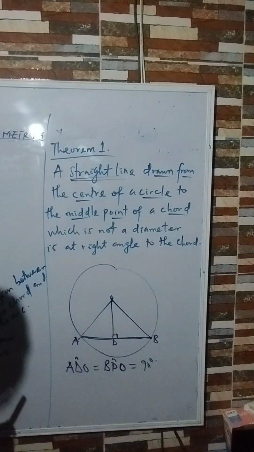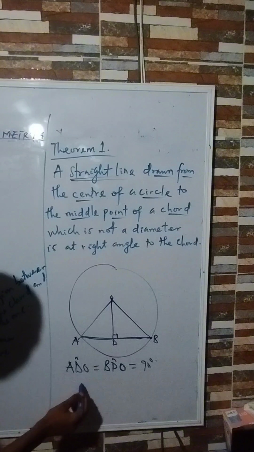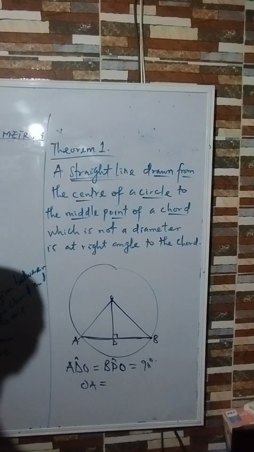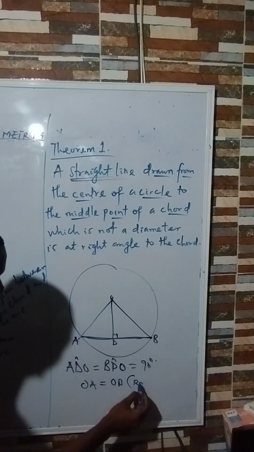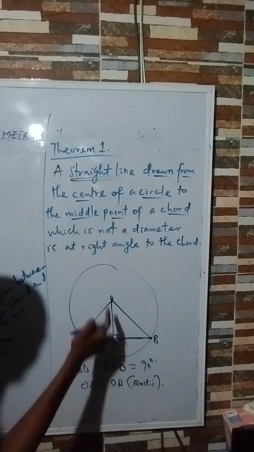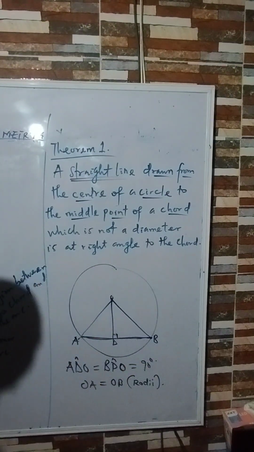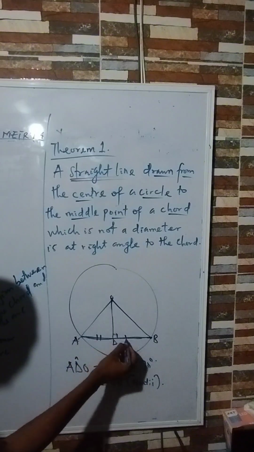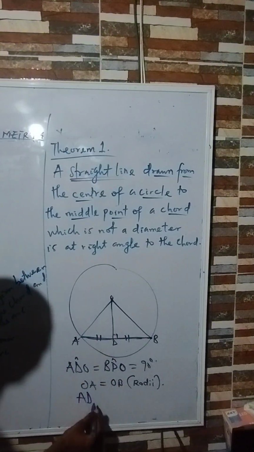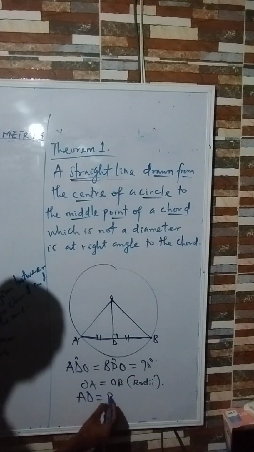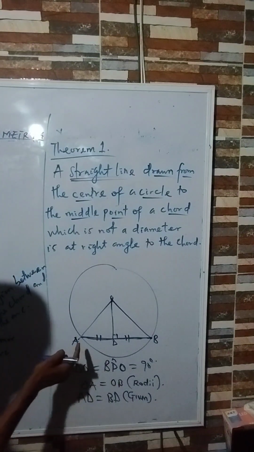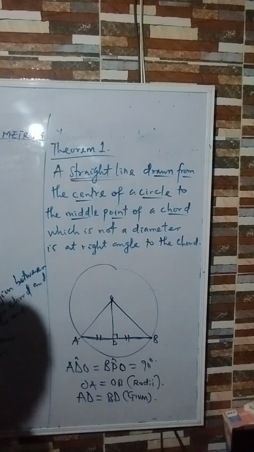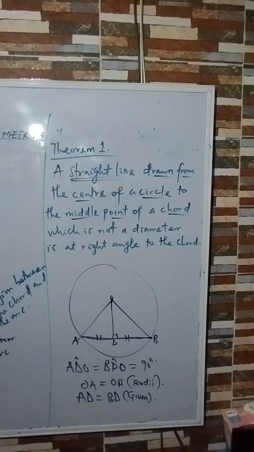So now we observe that OA is equal to OB, given, because that's the radii here. If this line is at the middle, definitely we should know that AD should be equal to what now? BD. Reason: given. That means our AD should be equal to BD.